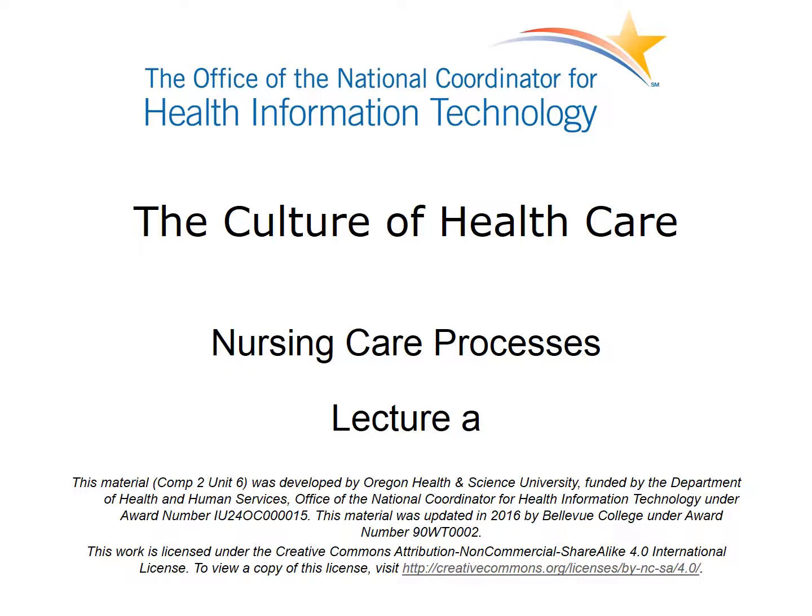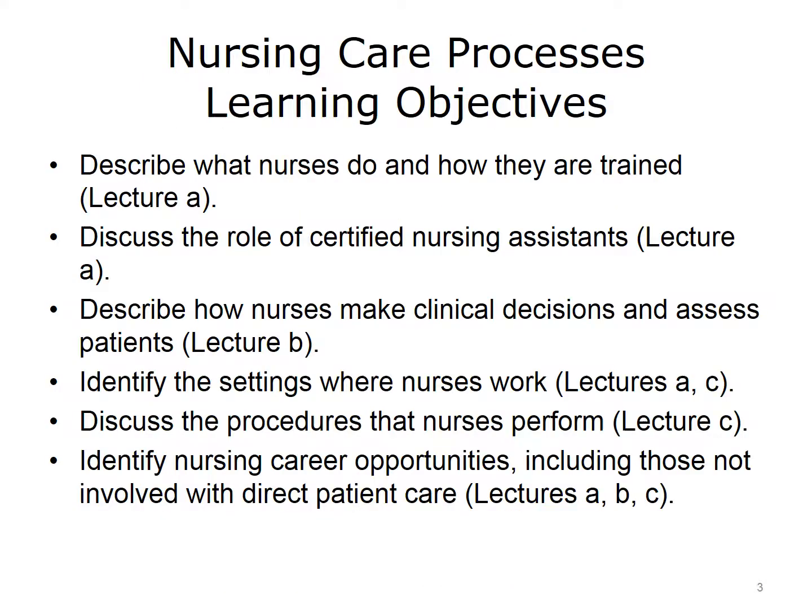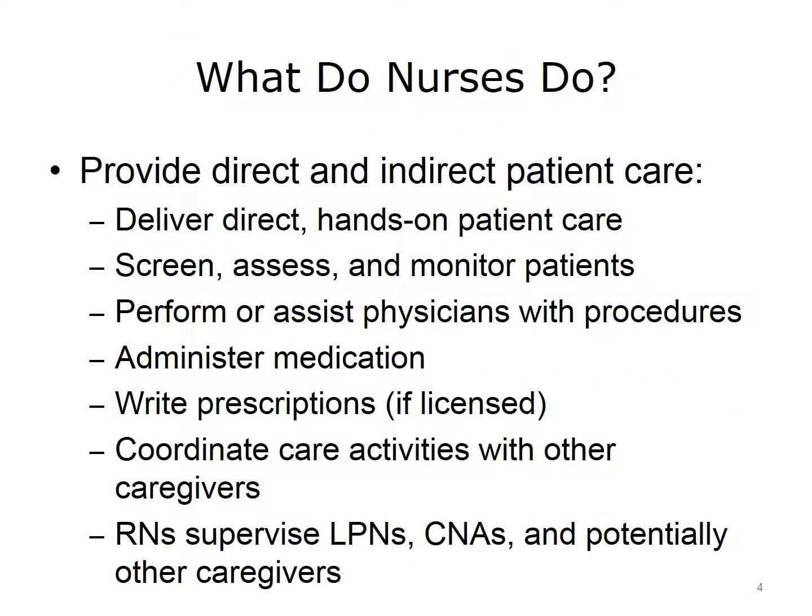It discusses how care is organized within a practice setting, privacy laws, and professional and ethical issues encountered in the workplace. By the end of this unit, Nursing Care Processes, students will be able to describe what nurses do and how they are trained, discuss the role of certified nursing assistants, describe how nurses make clinical decisions and assess patients, identify the settings where nurses work, discuss the procedures that nurses perform, identify nursing career opportunities, including those not involved with direct patient care. This lecture discusses nursing roles, responsibilities, and work settings.